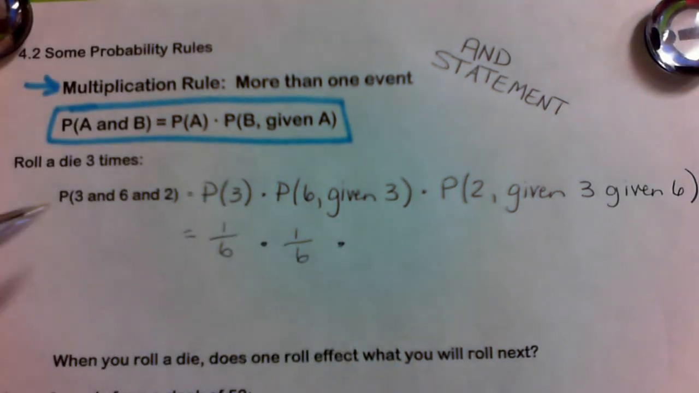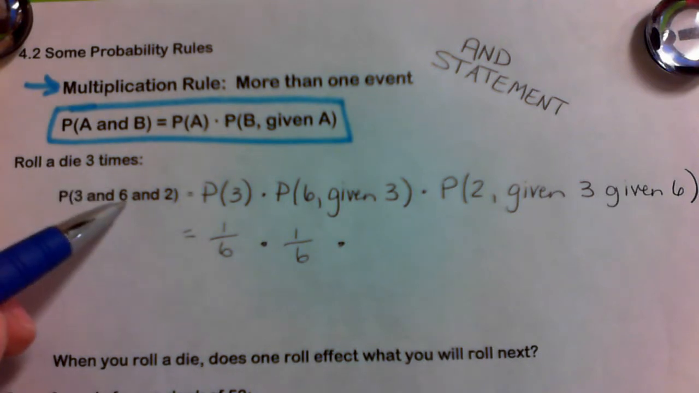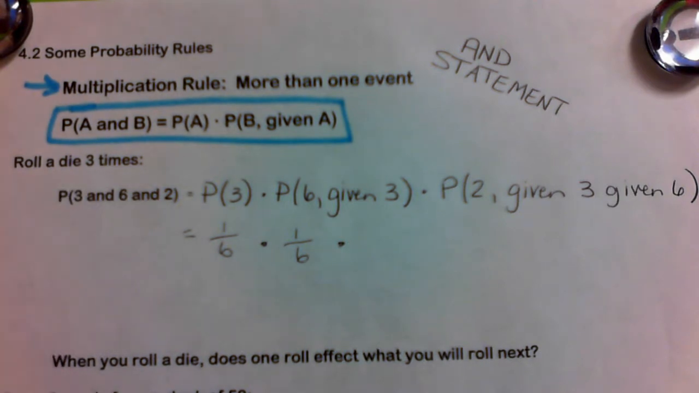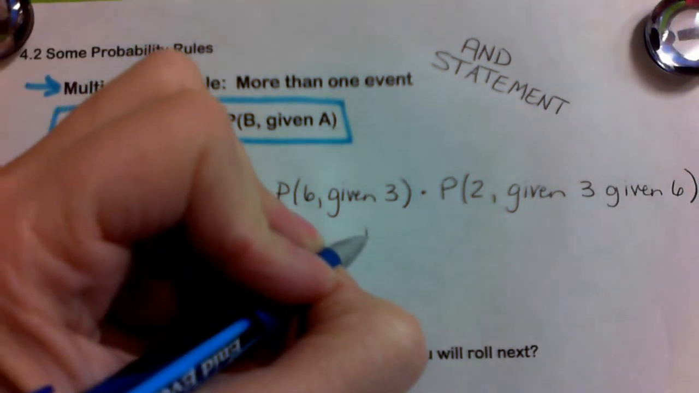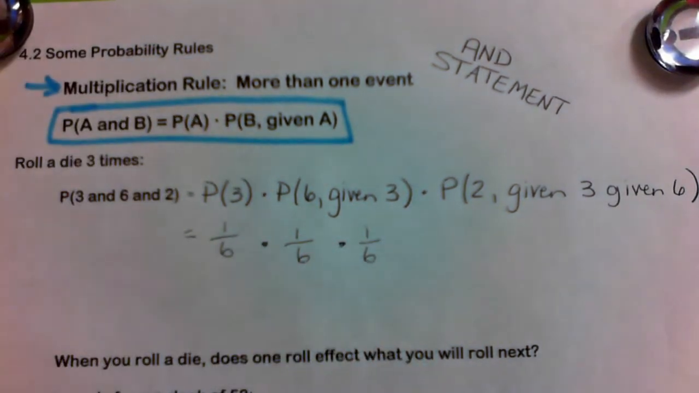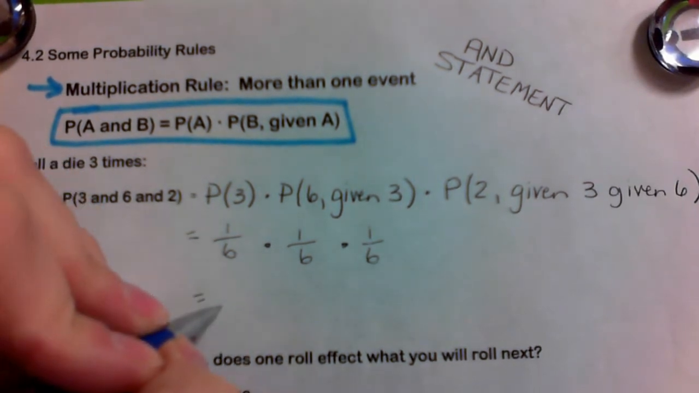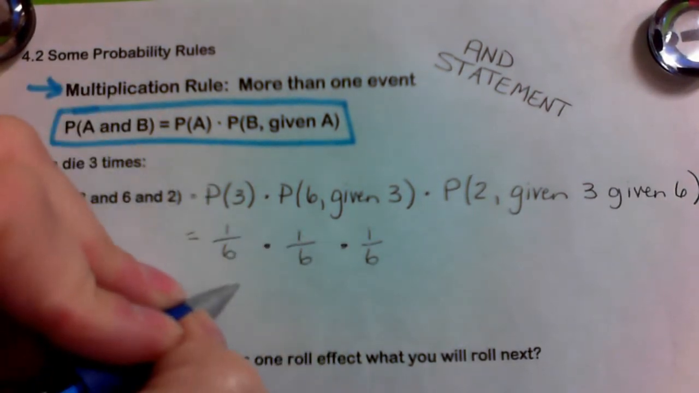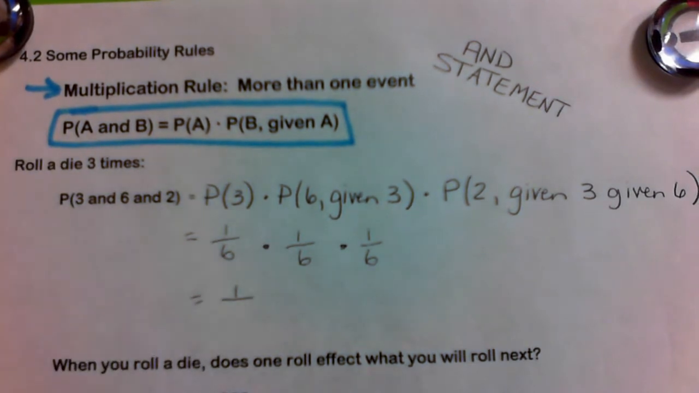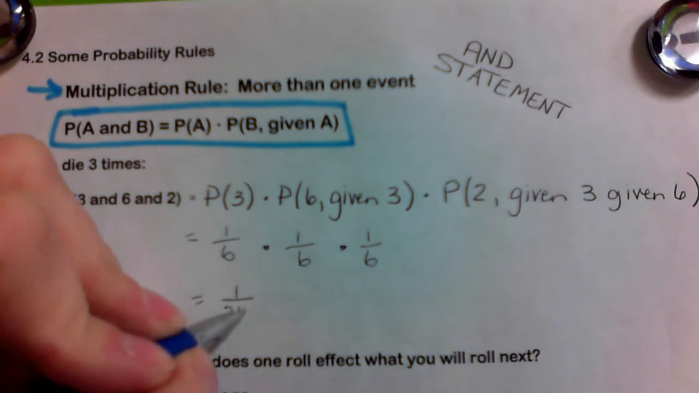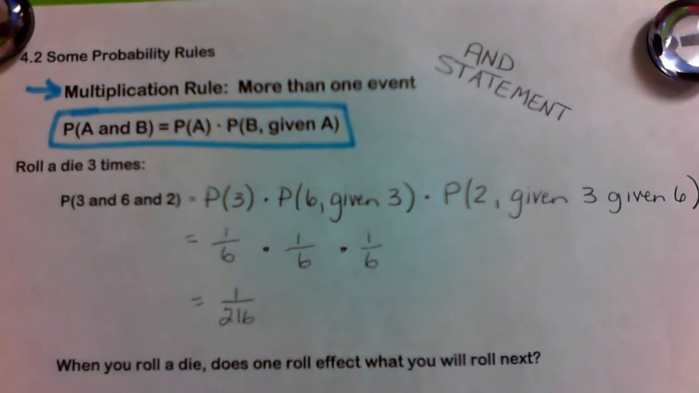So assume you got a 6. Now you pick it up and you're going to roll it a third time. What's the probability you get a 2? Well, there's one 2 out of 6 sides. So we have 1/6 times 1/6 times 1/6. When I multiply my numerators, I get 1. And 6 times 6 times 6 is 216. So I get 1 over 216.